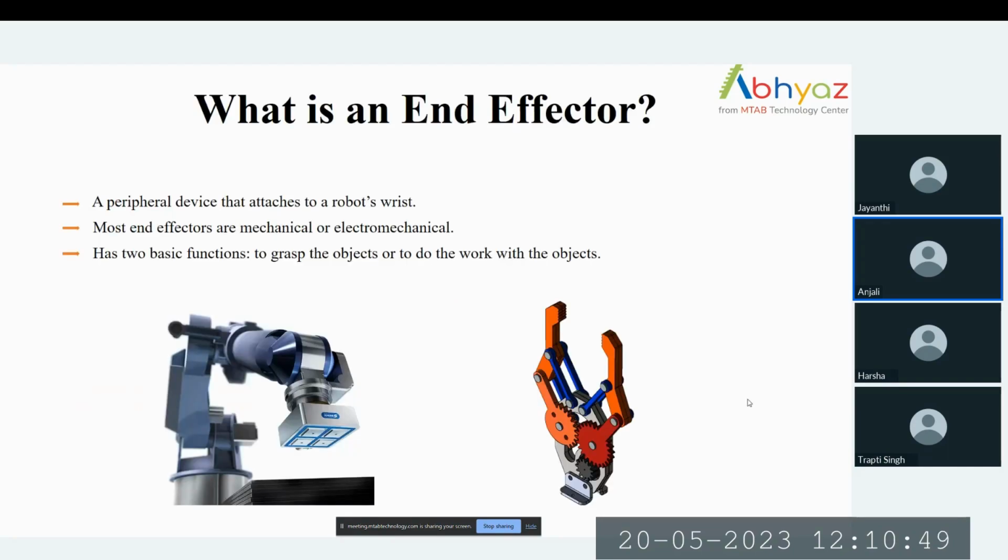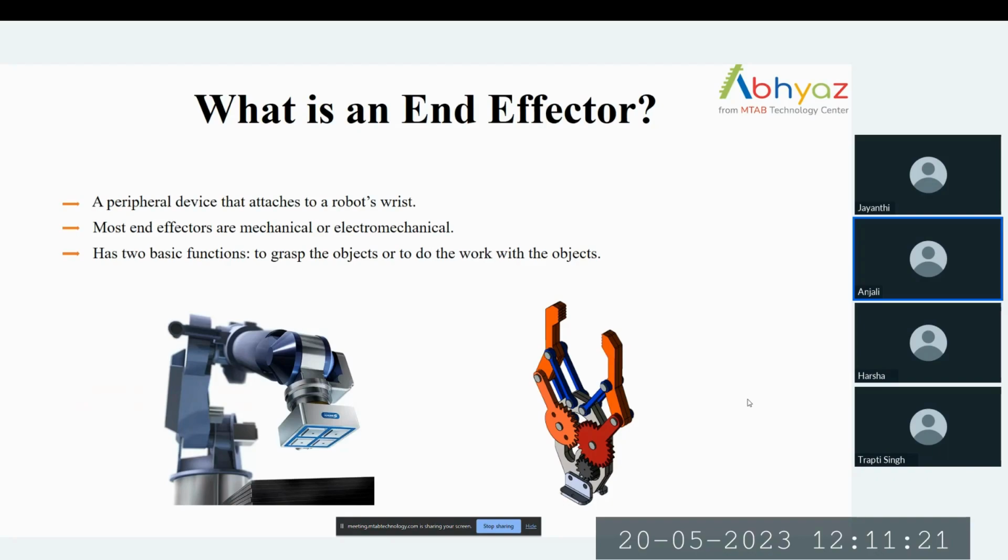Now the new thing is the end effector, which is attached to the robot wrist. Most end effectors are mechanical or electromechanical, and they perform two types of functions: holding an object or doing work with the object. This is required for robotic simulation. Without the end effector, robots would be quite useless. It is the piece of the robot that interacts with a part or component in the environment.